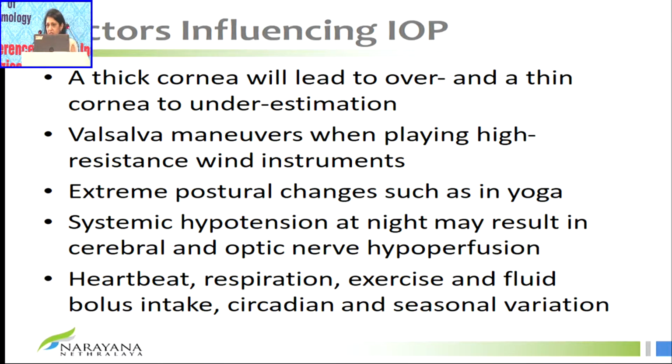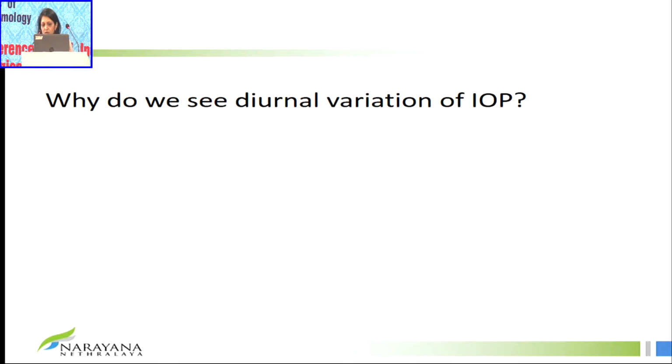The various factors that influence intraocular pressure: a thick cornea leads to overestimation and a thin cornea leads to underestimation. Valsalva maneuvers, postural changes, systemic hypotension, respiration, circadian rhythm, all these can influence the intraocular pressure. So why do we see diurnal variation in the intraocular pressure?